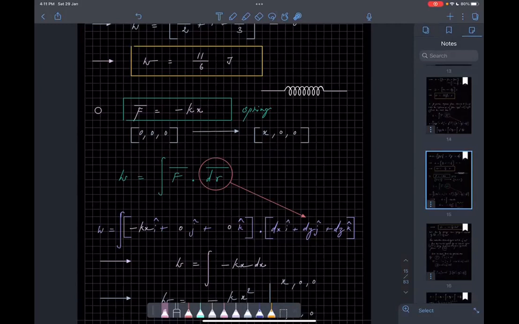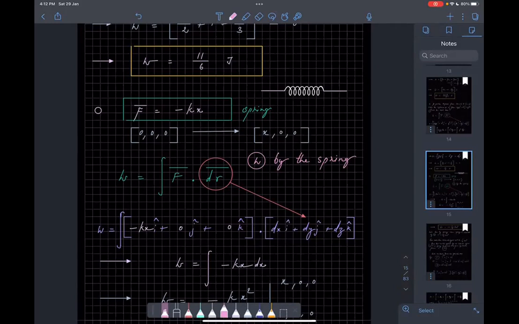Minus kx. If you are calculating work done by the spring, it is negative. If you are calculating work done by the external agent on the spring, then you have to take positive. So whenever you hear the word work done, your first question must be: work done by whom?